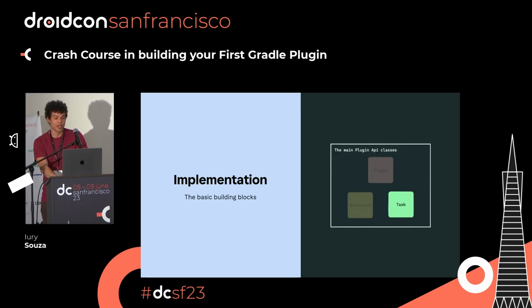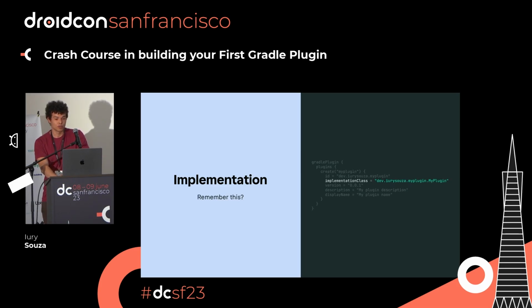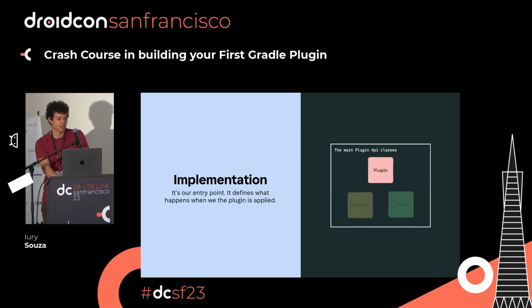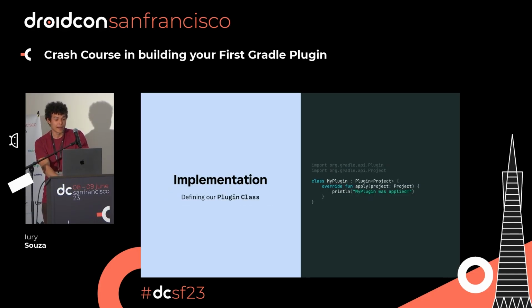And finally, we have the plugin, which is the actual entry point, right? So you guys can remember, this is where we define it. This plugin class has to be in the exact same place that you define here. So this needs to be the class path, right? It's our entry point, like I said, and this is going to define what happens when the plugin gets applied. Basically, to define a plugin, you have to extend the plugin class and override this apply method. So you can think of this as running exactly when you apply the plugin.